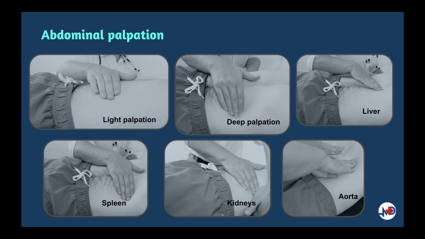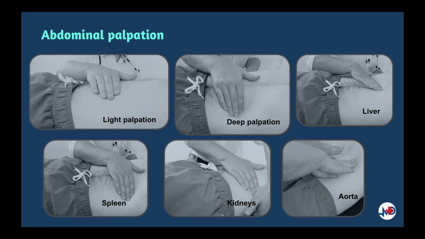Look for tenderness, rebound tenderness, guarding, Rovsing's sign, and any presence of masses. It may be large or superficial. Next would be deep palpation. Palpate each of the 9 abdominal regions, this time applying greater pressure to identify any deeper masses.